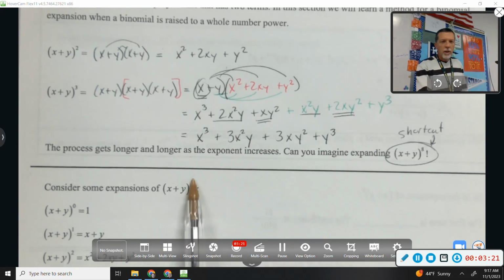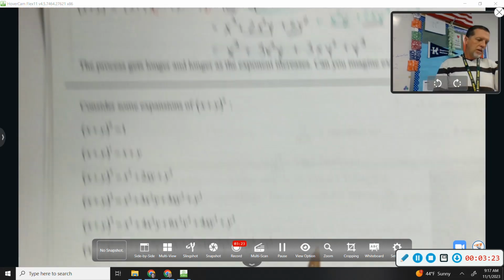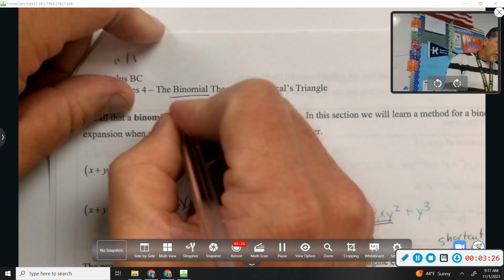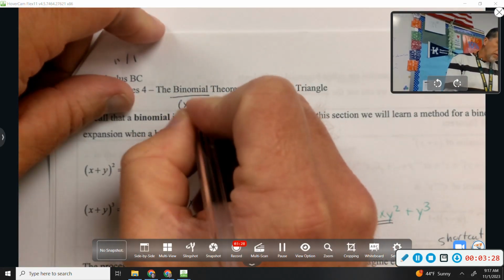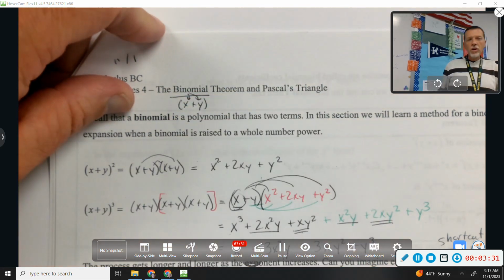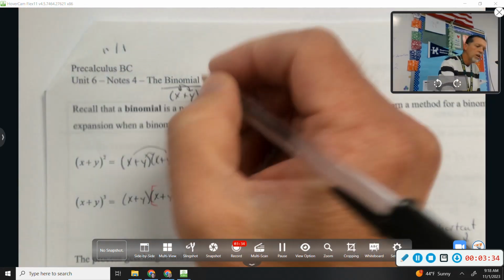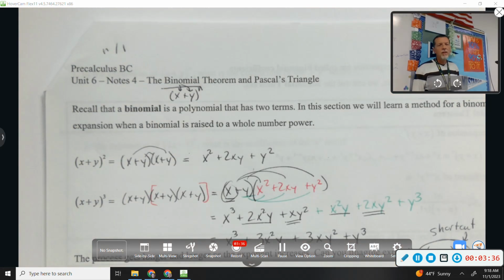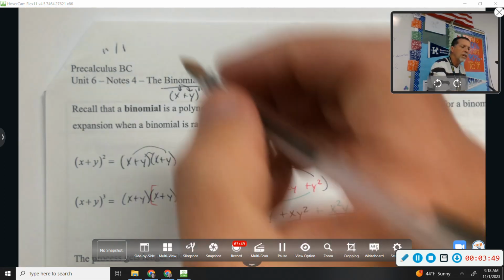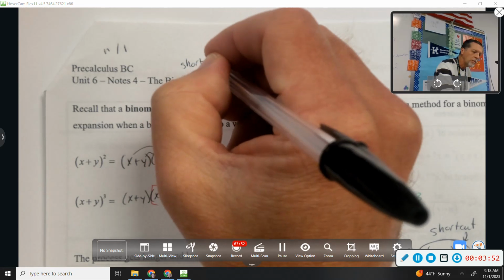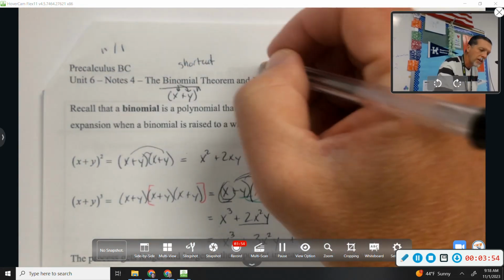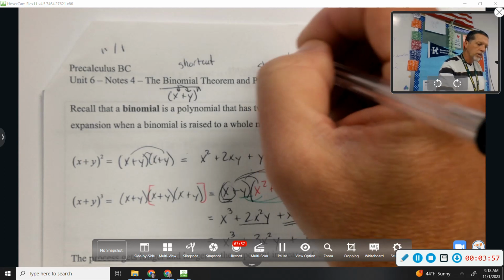Okay, here's some expansions of x plus y to the n. By the way, binomial theorem. Bi means 2, obviously, 2 terms. So this is a 2-term expansion theorem. That's kind of the shortcut. And then Pascal's triangle is even a shortcut to the shortcut. So there's the multiply it out method. We don't like that. That's what we just did. There's the shortcut method. That's the binomial theorem. And then Pascal's triangle is sort of the shortcut to the shortcut.